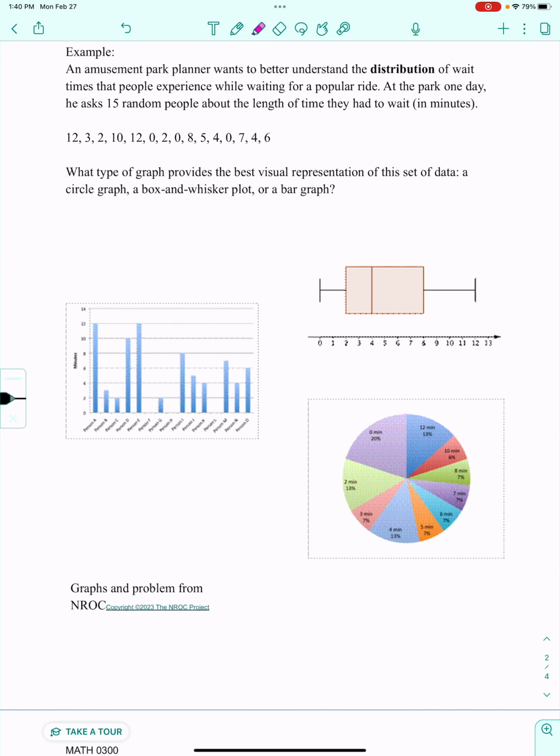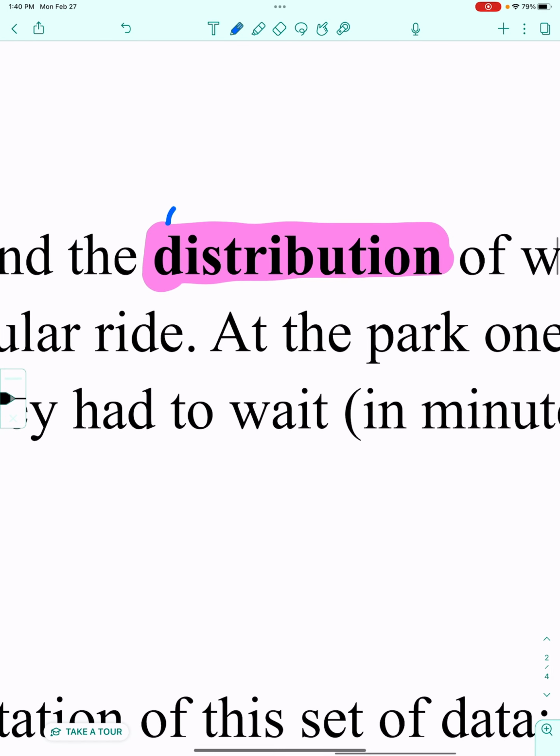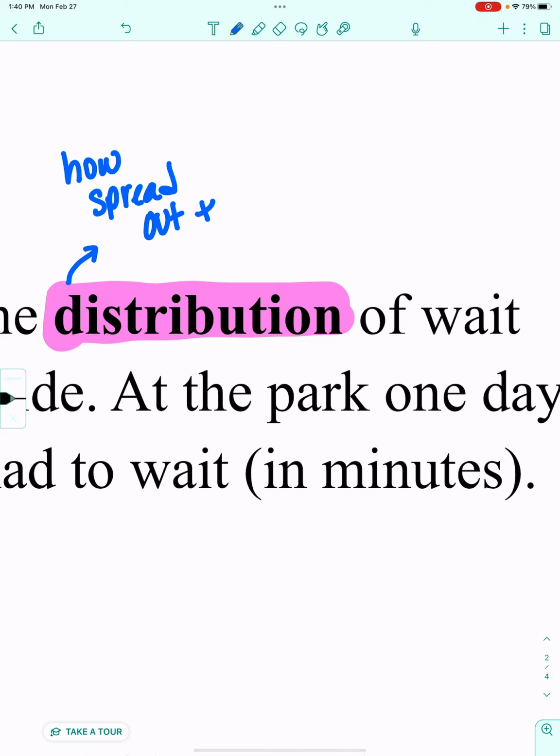We'll go look at one that's a little bit different. We have an amusement park planner who wants to better understand the distribution, in case that's a new or unfamiliar word. We're looking at how spread out the wait times are.